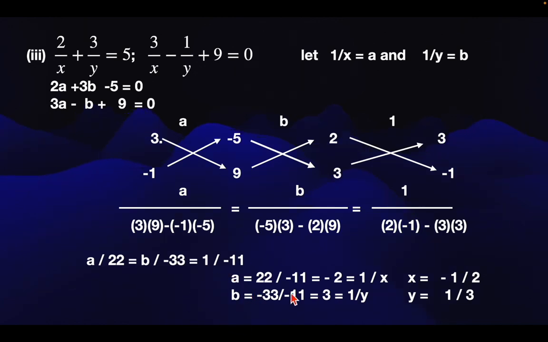a is equal to -2. But we know that a is 1 upon x. So -2 is equal to 1 upon x. So x is equal to -1 upon 2. Similarly, substitute for b, 1 upon y, the value. So y will be 1 upon 3.